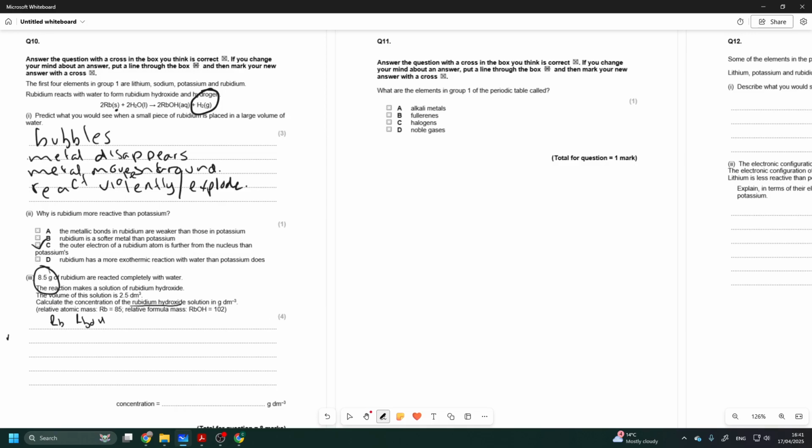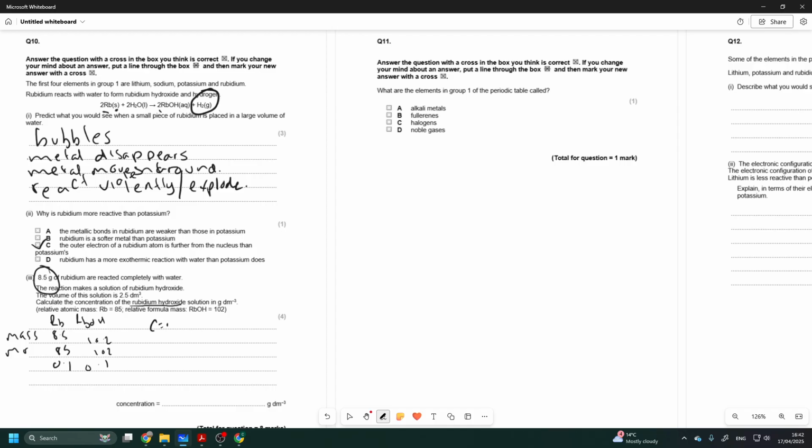RbOH. So our mass of this is 8.5. Our Mr of rubidium is 85. That means we've got 0.1 moles. If we look up here, it's 2 to 2, 2 to 2, 1 to 1, 0.1 to 0.1, meaning you get 0.1 moles of this. Now, the Mr of this is 102, which means we are essentially going to make 10.2 grams of rubidium hydroxide.